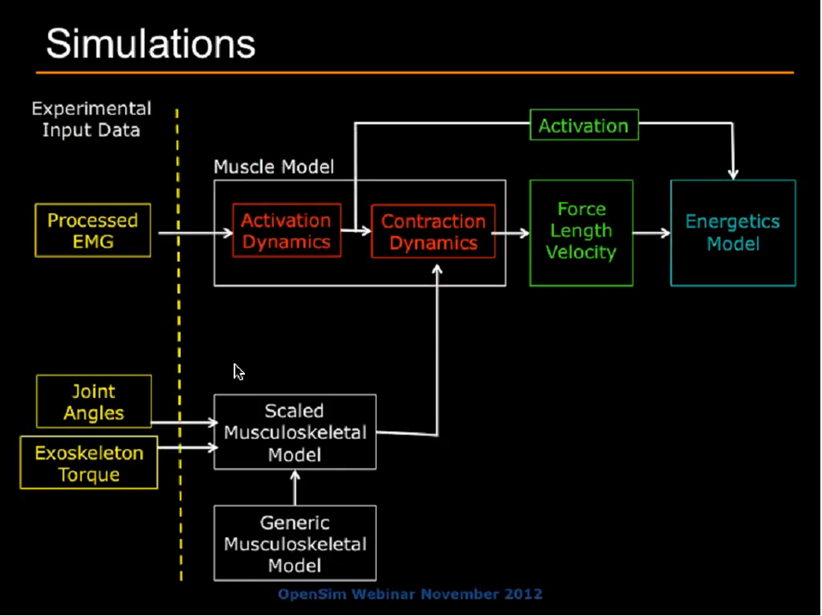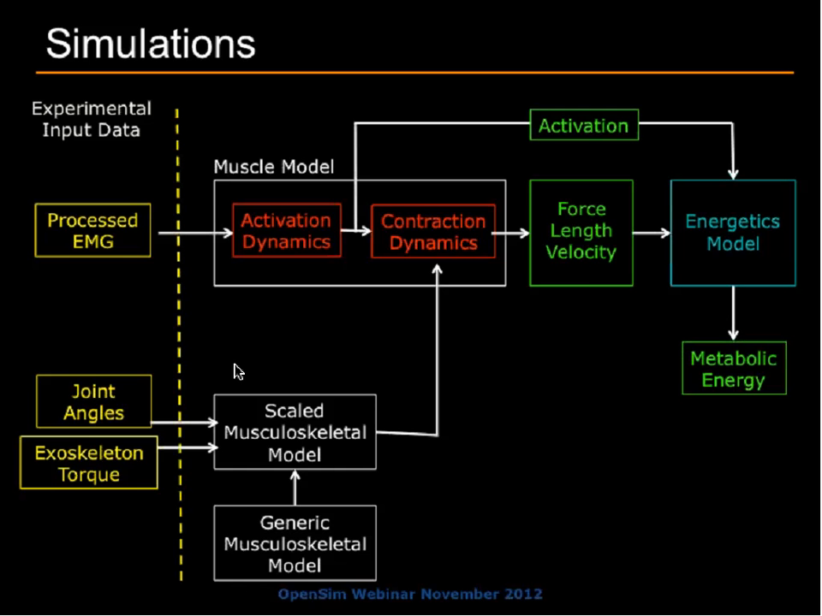From there, we can also take out our activation, take those muscle dynamics, and feed them to our energetics model. In this case, we used a model developed by Glenn Lajoie here at the University of Queensland. And then we could predict metabolic energy consumption and start to make some links between metabolic energy and the muscle tendon dynamics.